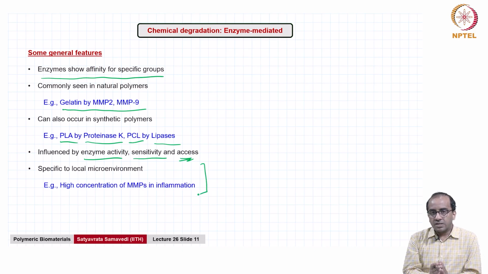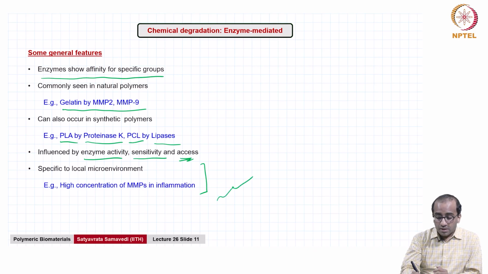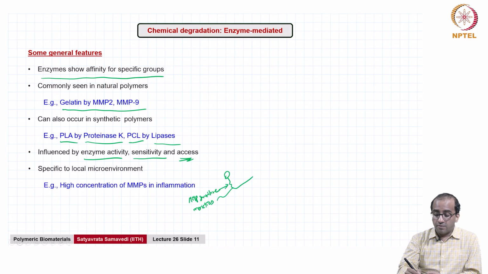From a design perspective, one can take advantage of such kinds of enzyme-mediated degradation in biomaterial design. For example, if you are designing materials that can release drugs, for example, to control inflammation, now one can think about putting in MMP sensitive moieties along the chain, right? So this is the chain and this is the drug, right?